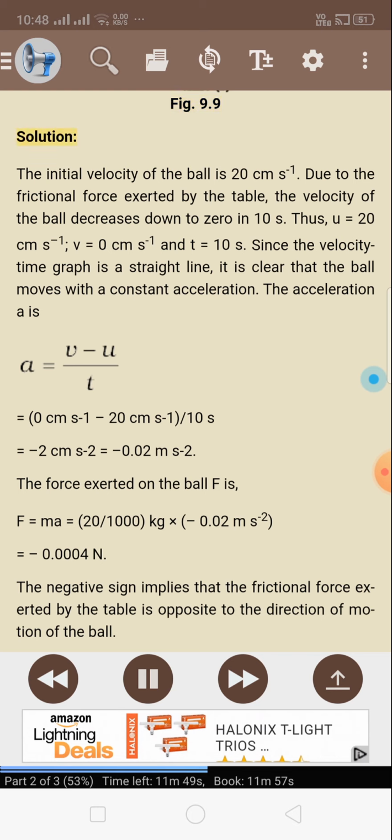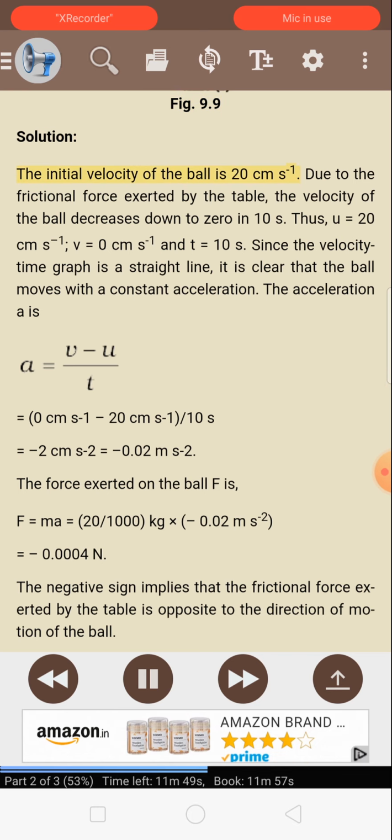Figure 9.9. Solution. The initial velocity of the ball is 20 cm/s. Due to the frictional force exerted by the table, the velocity of the ball decreases down to 0 in 10 s. Thus, u = 20 cm/s, v = 0 cm/s, and t = 10 s. Since the velocity-time graph is a straight line, it is clear that the ball moves with a constant acceleration. The acceleration a = (0 cm/s − 20 cm/s) / 10 s = −2 cm/s² = −0.02 m/s².